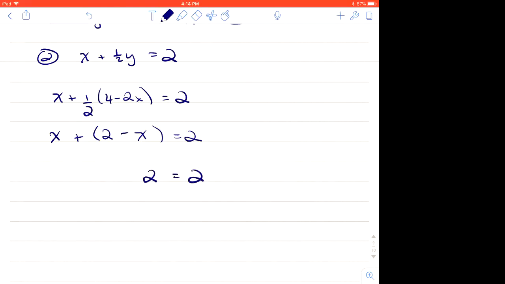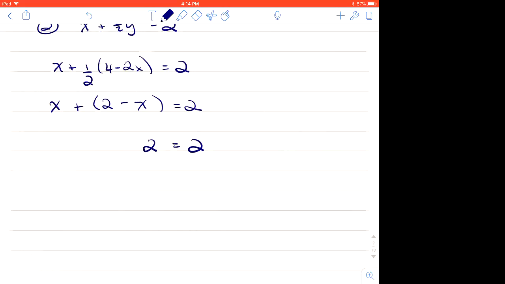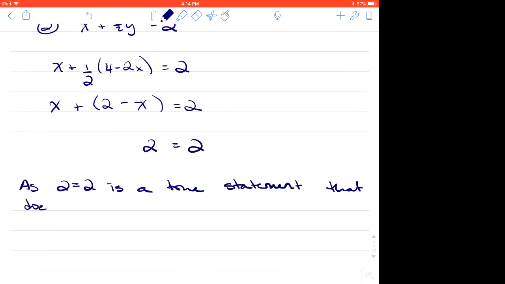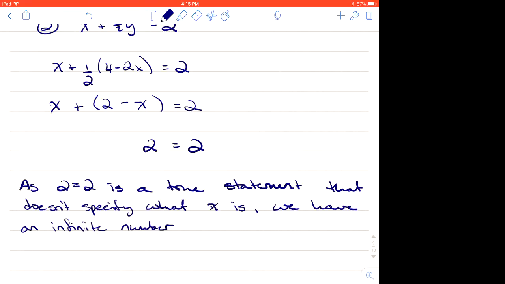And so you could put in any value of x, and if you get a statement like 2 equals 2, then that means that you have an infinite number of solutions. Because it doesn't matter, 2 is always going to be 2, and that's true. 2 equals 2 is a true statement, I think we can all get on board with that. That doesn't specify what x is. We have an infinite number of solutions.